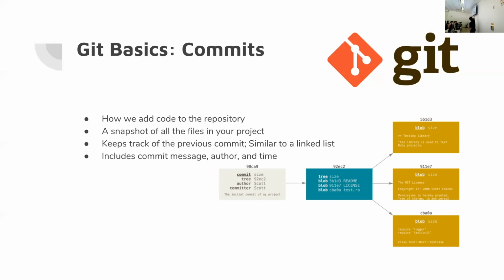This little graphic isn't really super important. I just included it because it's interesting. If you've heard of Bitcoin, it uses a data structure called a Merkle tree. This is kind of similar to that. Just an interesting little tidbit. If that doesn't make sense, it's fine.